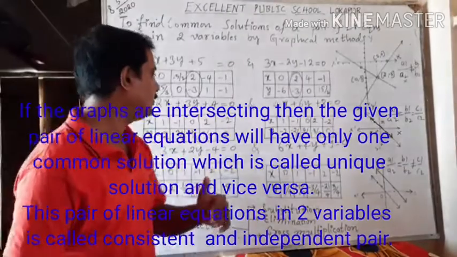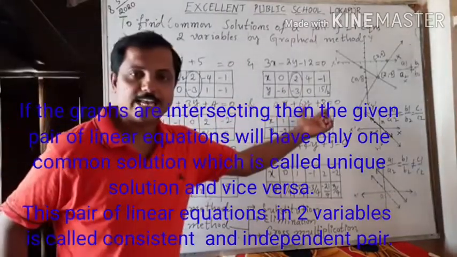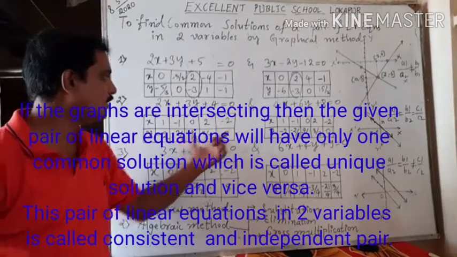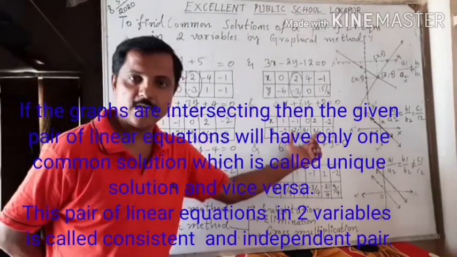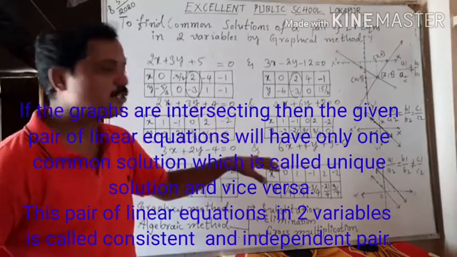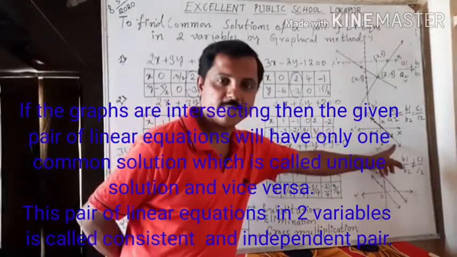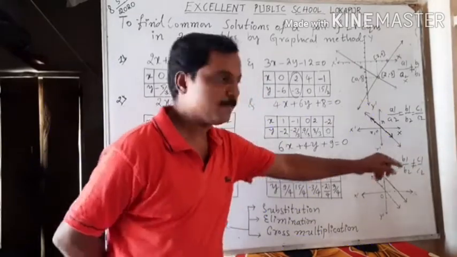Okay. Now you see, one more pair of linear equations. To plot the graphs, we will find the solutions of this equation and solutions of this equation. And after finding the solutions, we plotted the graph, and the graphs are coinciding here.